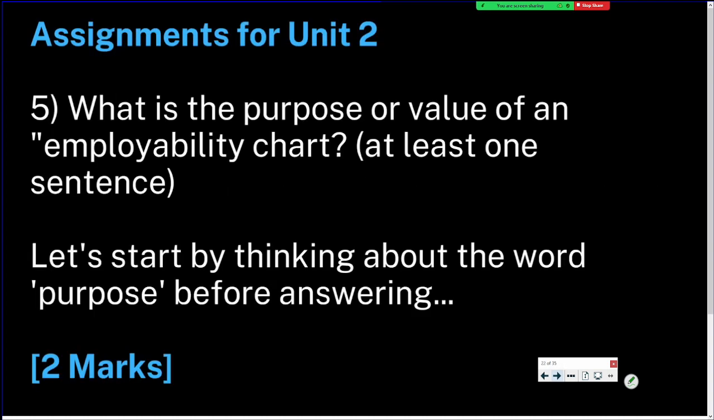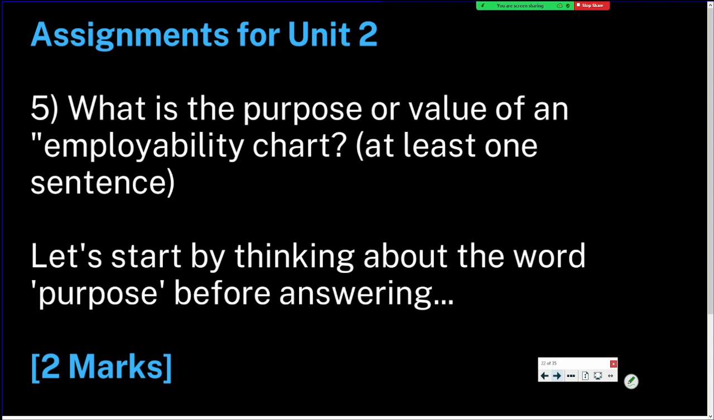All right, so now we're on to assignment 5 from Unit 2. What is the purpose or value of an employability chart? At least one sentence. So let's start by thinking about the word purpose before answering. This is a very important question to ask about any piece of writing, and any piece of text. If we're studying English or if we're in the workplace, everything has a purpose. There has to be a reason why a document is designed, right?